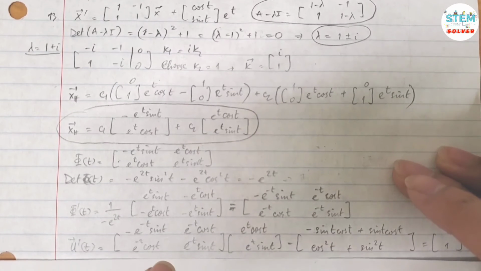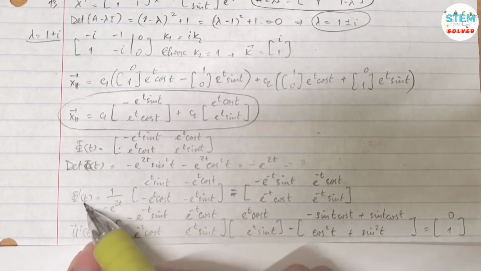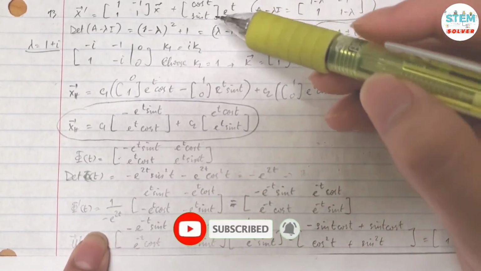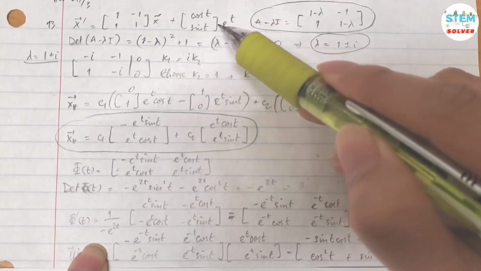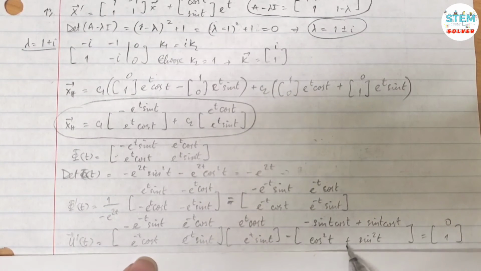Then you need to find u prime of t, which is equal to inverse phi of t times f of t. What is f of t? f of t is what is left over when you multiply by vector x, which is this one. So here's the whole thing, your f of t. Multiply them together, it gives you this matrix, and simplify it, it gives you (0, 1). Negative plus positive is 0. Here's the trigonometric identity: sine squared plus cosine squared equals 1.